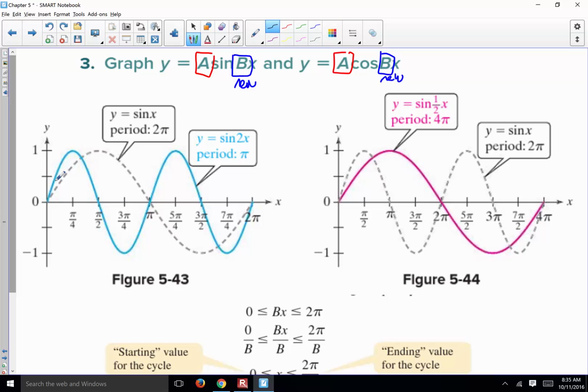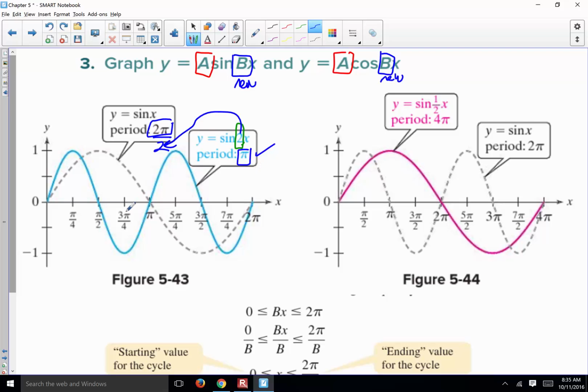It explains how b changes the graph in these pictures. Look, regular sine x is dashed. It has a period of 2 pi. It makes one mountain, one hill, one valley, one bump, one cavity, right, in a 2 pi period. But when I put 2 in front of x, do you see this extra 2? It's not sine x anymore, it's sine 2x. The period drops to half, from 2 pi to pi, like somebody divided it by this number.